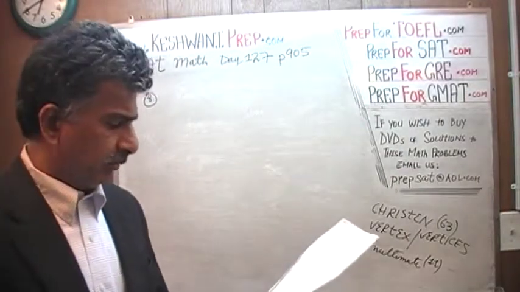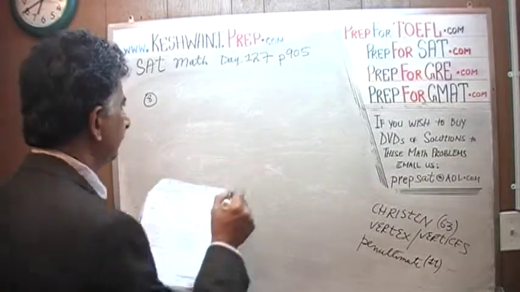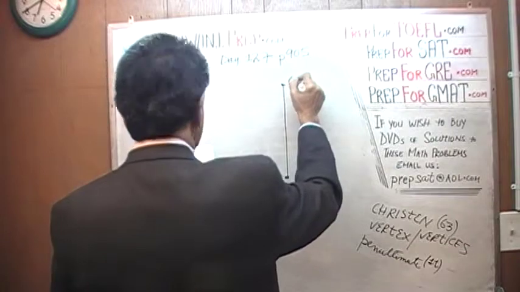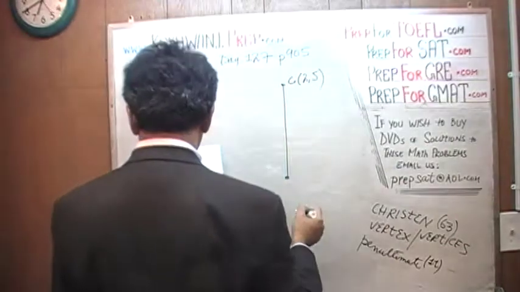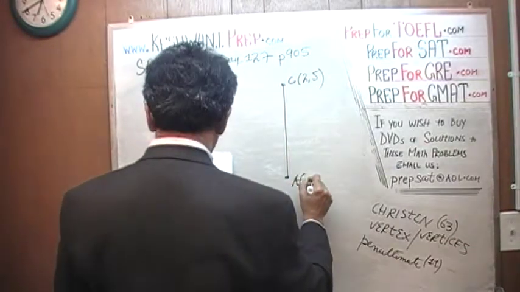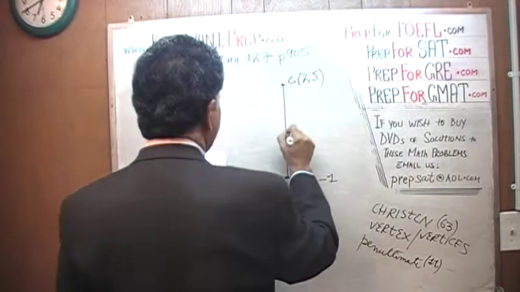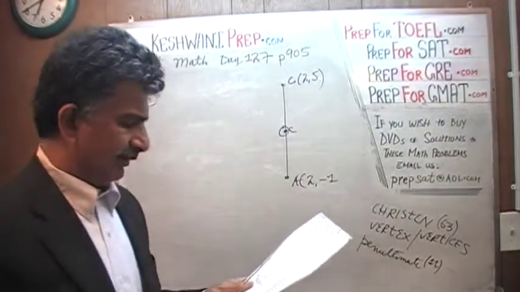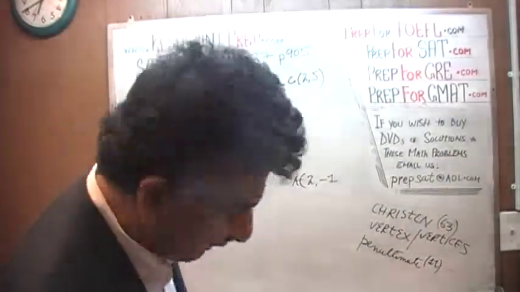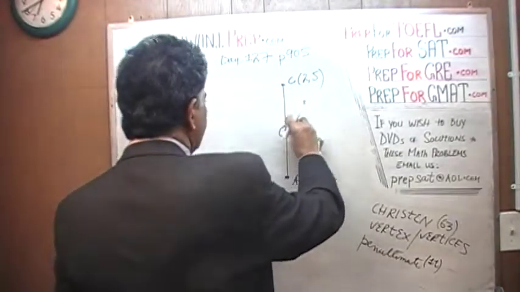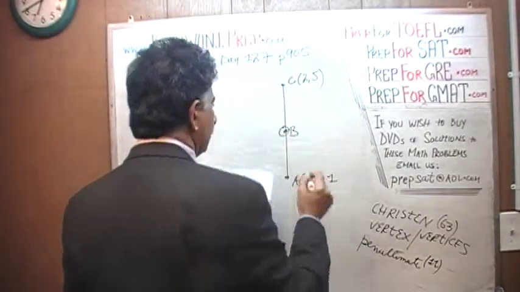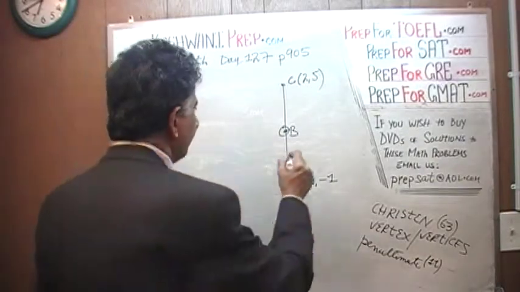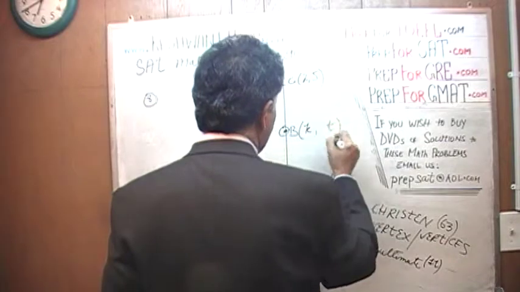Point B, we are told, is the midpoint of AC. So here is point C. It is (2, 5), and A, which we are told is (2, -1), and B is right in the middle. Question is, what's the value of T? Sorry, it should be B, not C. And they give us the coordinates of point B as (k, t). Question is, what's the value of T?